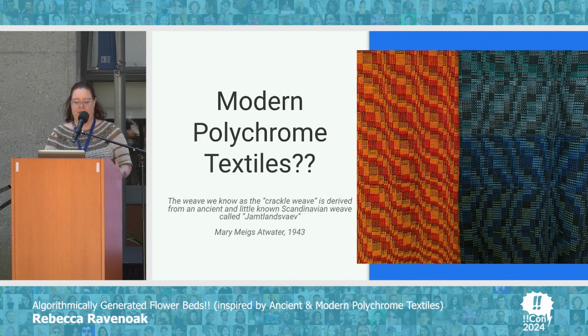So polychrome is ancient, but it's modern too. These days, I have access to so many colors that ancient weavers would be extremely jealous. I wove these 2 blankets this summer while I was thinking about this talk. They use a weave structure called Crackle, which is an old Scandinavian weave structure that was popularized in America in the 1920s by Mary Meggs Atwater. She gave it the name Crackle because she thought Jämtlandsdräll was a bit of a mouthful for Americans.